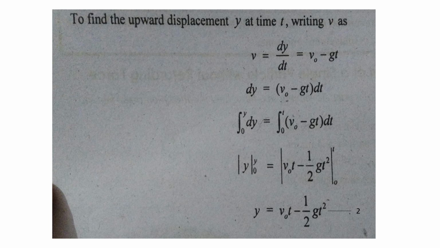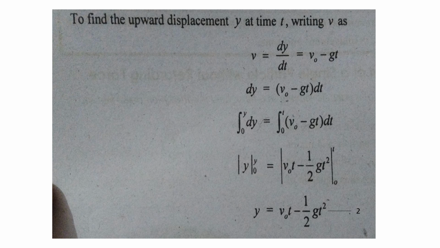Applying the integral and the limits, we get y from 0 to y is equal to v0 t minus 1 by 2 g t squared, and applying the limit from 0 to t, we get y is equal to v0 t minus 1 over 2 g t squared. Let us call this equation number 2.